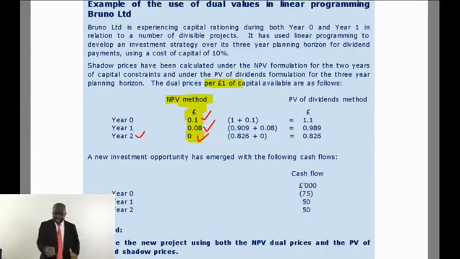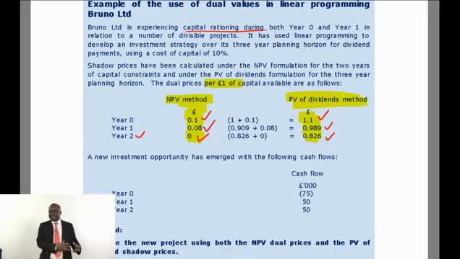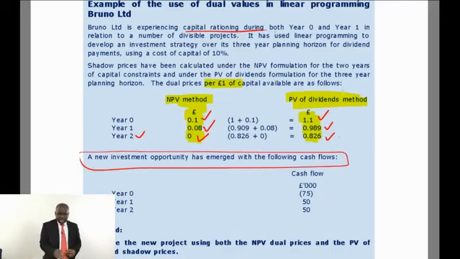The same way, if you use the PV of dividend approach, your shadow prices are these, and it's telling you any £1, this is what you get or lose. Now a new project has come in. If we are capital constrained, then this new project can be financed only through the existing capital we have. Therefore, is this new project in the first place worth undertaking?